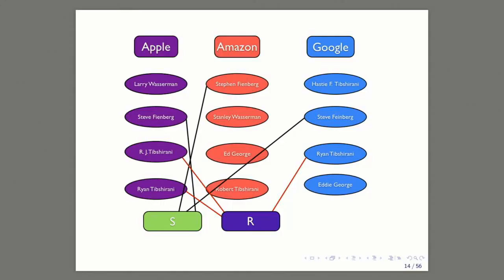Now I want to differentiate between the Ryan and the Rob Tibshiranis. So I want to cluster all the Ryans to a latent R. And I'm just noting the difference, so if they have a different value, by now coloring it in red.